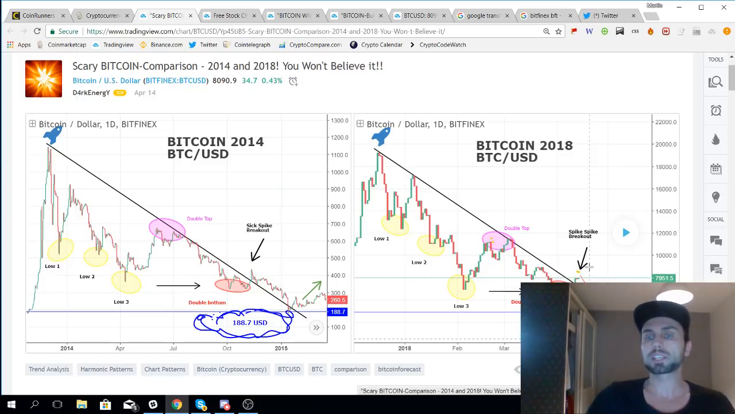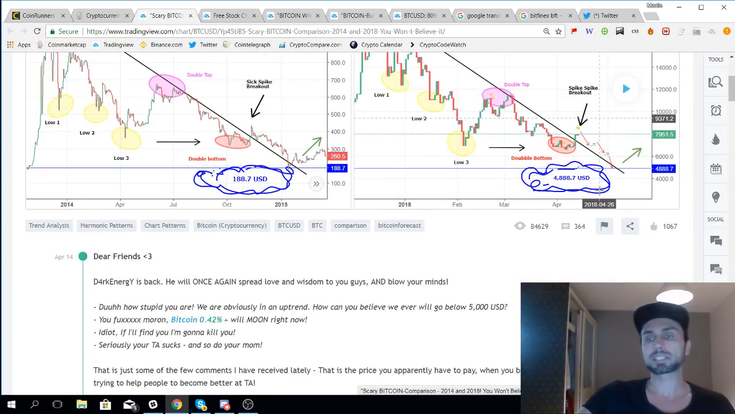So we have to believe that there are some kind of comparisons. I'm not saying that this exact scenario will play out, but there is definitely reason to believe that it might or can happen. Just because we broke out doesn't necessarily mean that we will go into an uptrend now. That is basically what I was trying to explain to people. And as you can see here, it was top trending. We had more than 84,000 views and more than 1,000 likes.